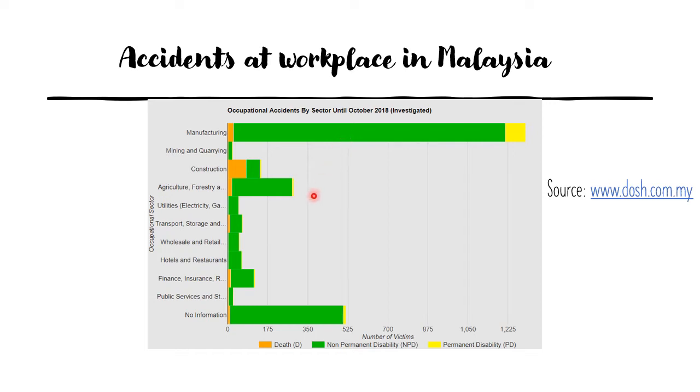While agriculture also has some, construction not so many, but many fatal accidents in the construction. And then even finance and insurance also have accidents. Public service such as UiTM or schools also have accidents. So every sector has accidents.